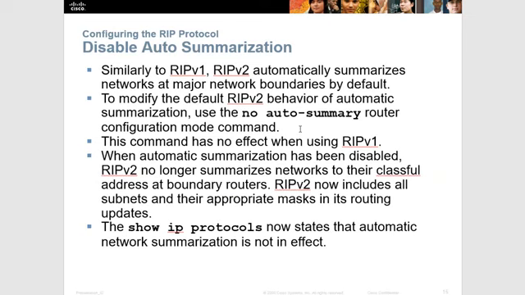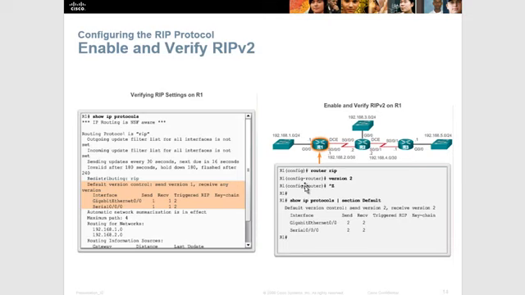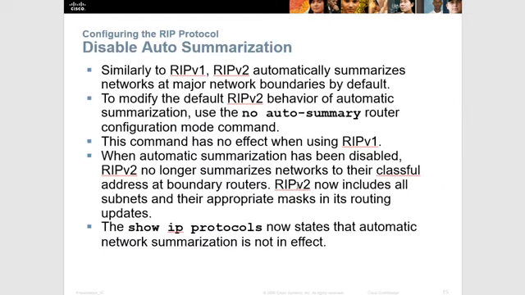All you do to make that happen, so there's no auto summarization of routes, is type in no auto-summary from the config router prompt. So you just type in no auto-summary, and that will turn off automatic summarization. So you won't see summarized routes anymore. You'll see each route with its own subnet mask and entry in your routing table. It's not something you have to do, but it can cause issues if you leave auto summary on at times. You need to look at the situation that's being presented to you and decide whether you want to turn it off or leave it on.